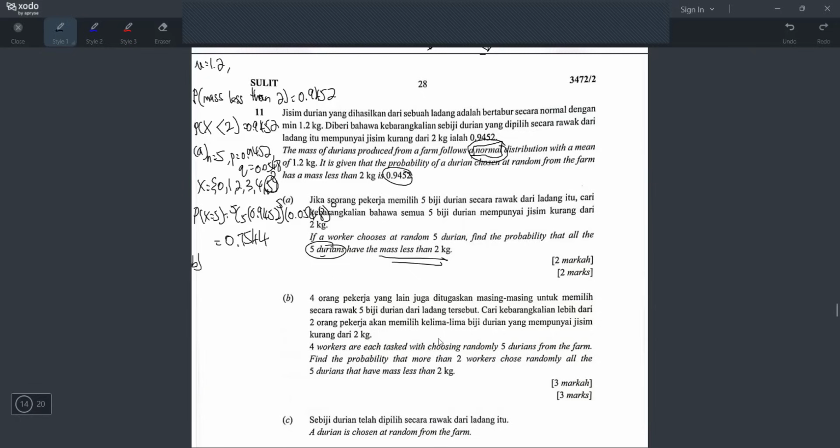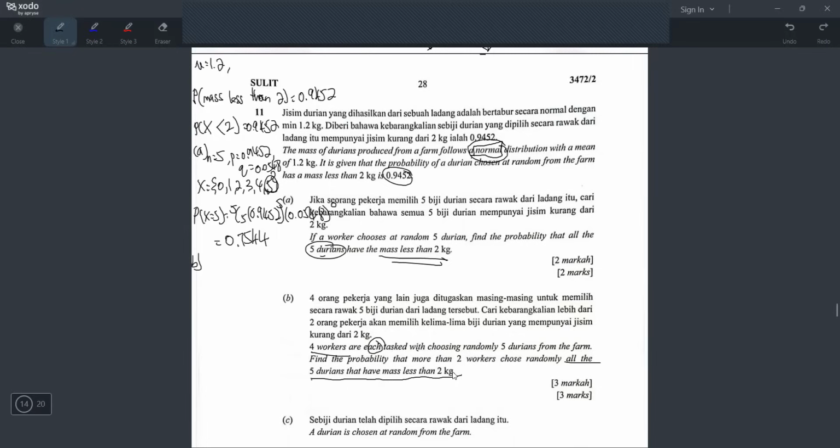4 workers are each tasked with choosing randomly 5 durians from the farm. So 4 workers choose, and then they each choose 5 durian. It means one worker choose 5, the second worker choose 5, the third worker choose 5, the fourth worker choose 5. It means at the end you will end up with 20 durian. And then find probability that more than 2 workers choose randomly all 5 durian that have mass less than 2 kg. Okay, let's not look at this first because this will confuse us. More than 2 workers choose randomly. This one don't look at more than 2, jangan tengok dulu. Kita tengok yang ni dulu. All 5 durian have mass less than 2 kg.